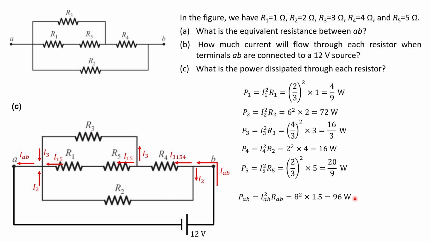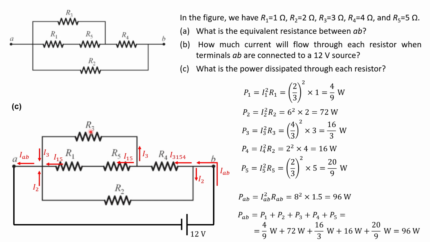Now, I also can calculate this power by just adding up these things. So when you're calculating power, it doesn't really matter whether things are in series or in parallel. Power dissipated, or heat generated, by this resistor, this resistor, this and this resistor can all be added up to find the net power dissipated. So let's check. Let's see what happens if we add up all these powers. Well, if we add up P1, P2, P3, P4, and P5, we indeed get 96 watts.